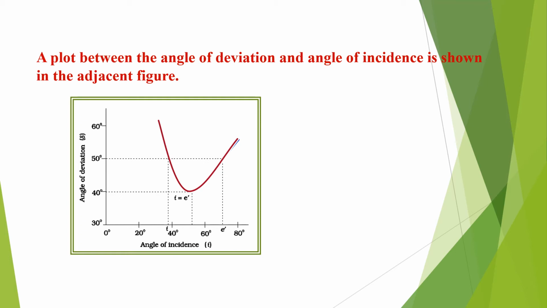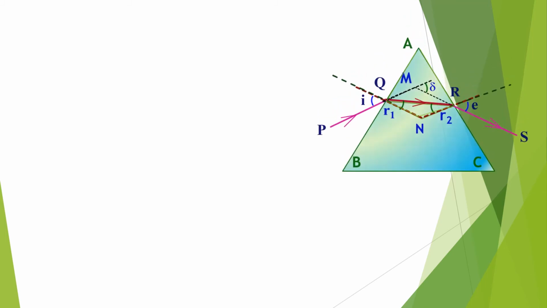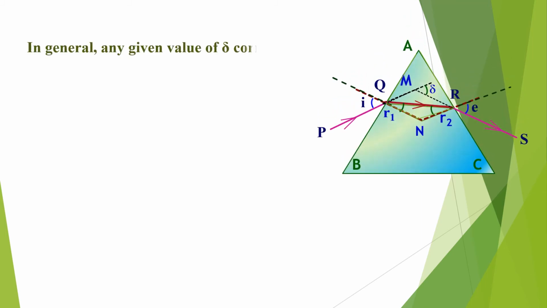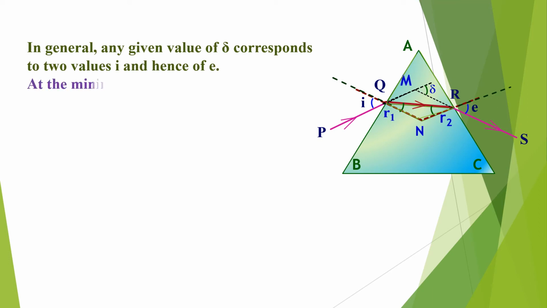For a smaller angle of incidence, deviation is more. As the angle of incidence goes on increasing, deviation goes on decreasing, and it reaches a minimum value for one particular angle of incidence for the given prism. And if the angle of incidence is increased further, deviation increases again. In general, any given value of delta corresponds to two values of I and hence of E.